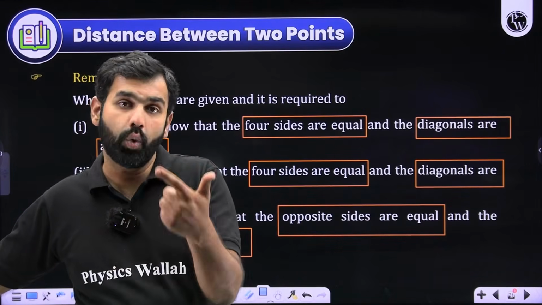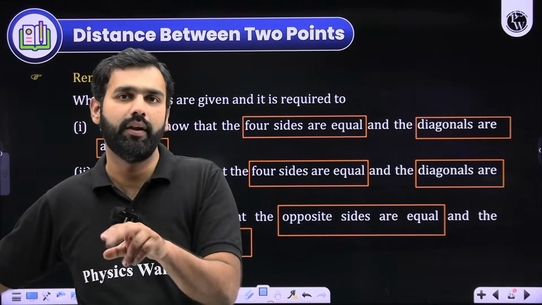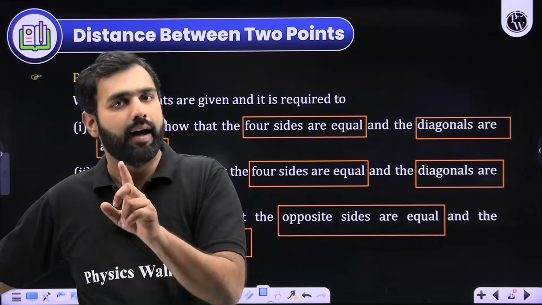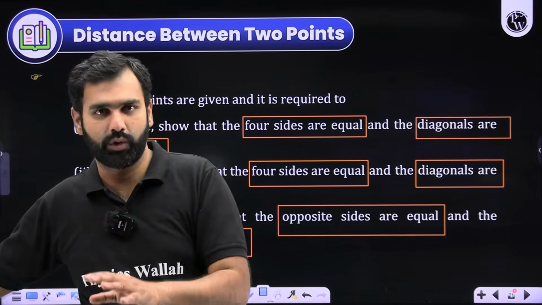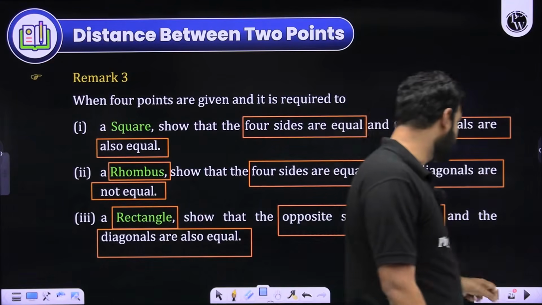So if, along with the pairwise opposite sides being equal, you also get the diagonals to be equal, then you say that this is a rectangle. Otherwise, it will be a parallelogram. I hope you're understanding the entire broader classification of the quadrilaterals through these properties.